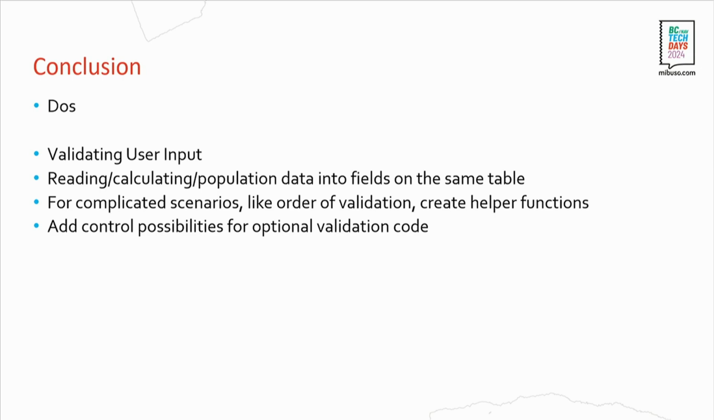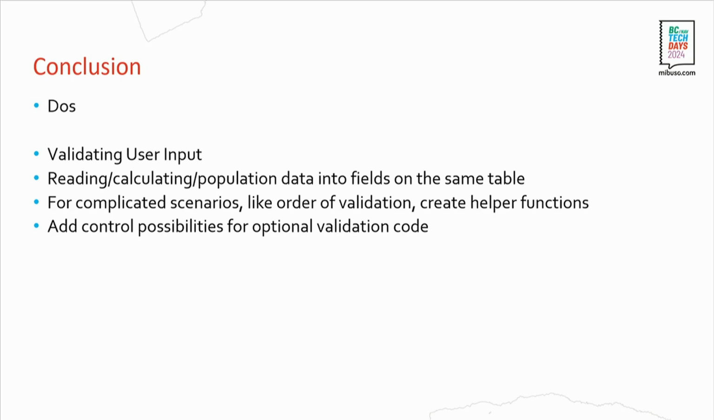If there are complicated scenarios where you really depend on the order of execution of the validation triggers, create helper functions for your future self, for your colleagues, for other people leveraging your extension, having dependency on your extension.